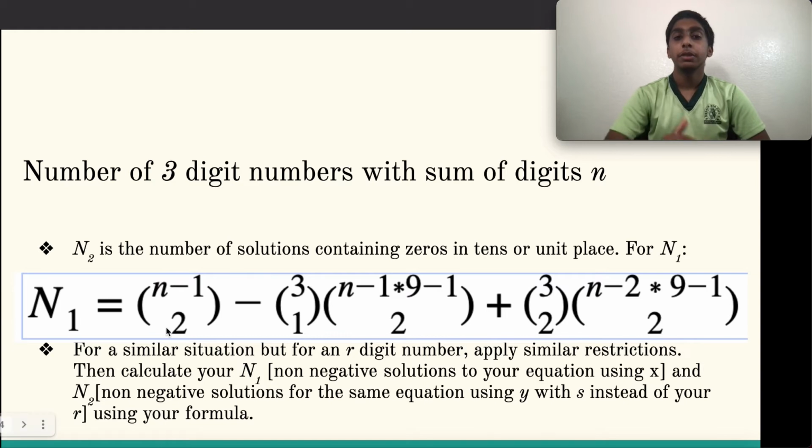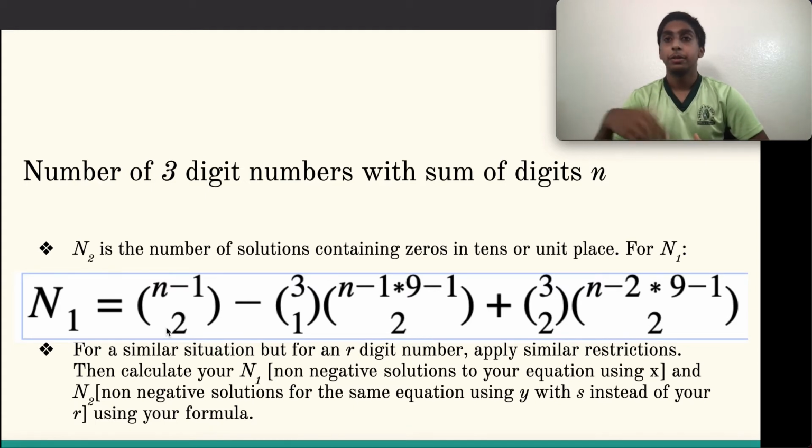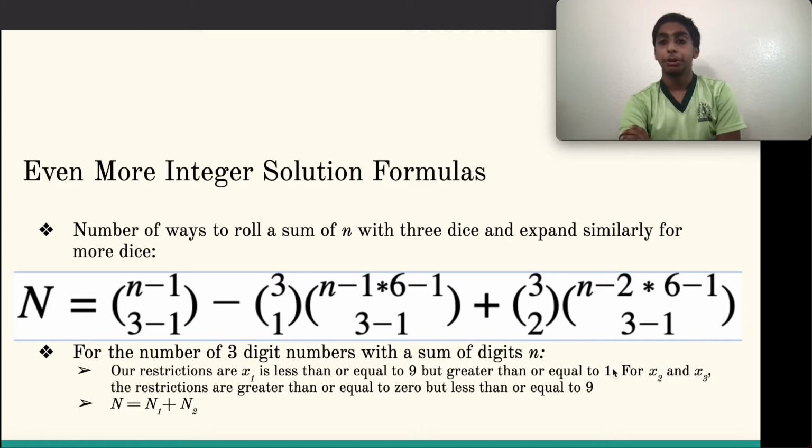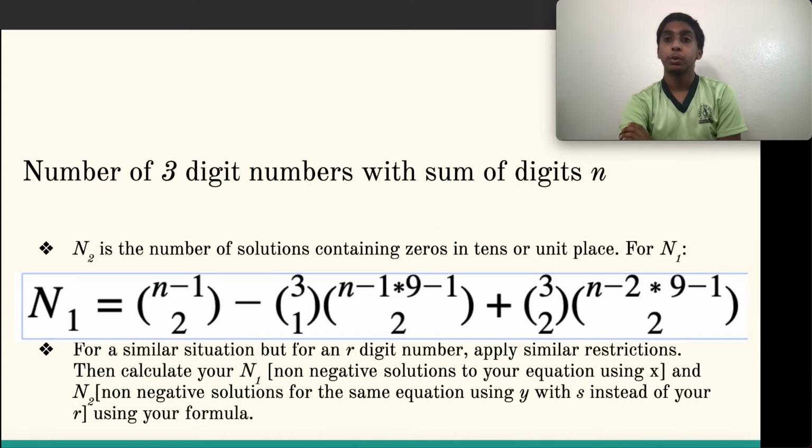But in a similar situation, but for an r-digit number, so by r-digit number, I mean it could be 7-digit, 8-digit, 9-digit, 10-digit, whatever, right? You can apply similar restrictions to your x1 and your x2 and your x3. So if we go back here, we see our restrictions, right? x1 is less than or equal to 9, but greater than or equal to 1. For x2 and x3, the restrictions are greater than or equal to 0, but less than or equal to 9. So similar restrictions will apply when you do it with r-digit numbers.